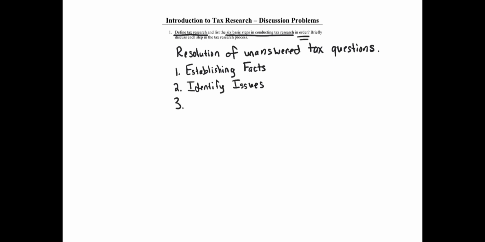So step 3 is locating appropriate authority. I'm using the word appropriate here to mean both relevant and important authority. So locate appropriate authority. And just like this says, we're talking about authority, the researcher must locate authority that's relevant to the client's situation. Authority may include both primary and secondary authority, and we'll talk about that in a later question. Step 4 is then to evaluate the authority.